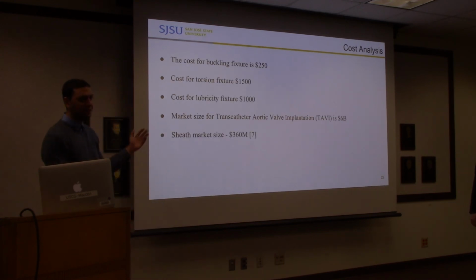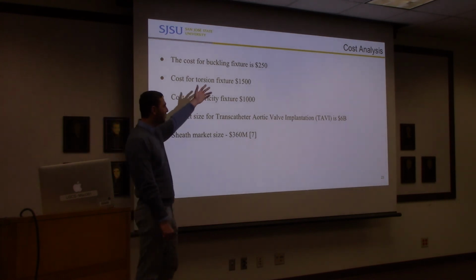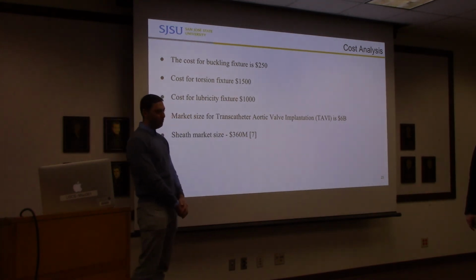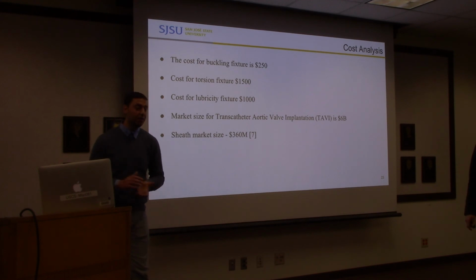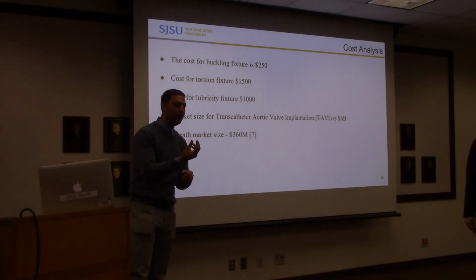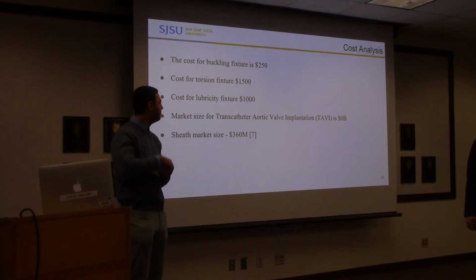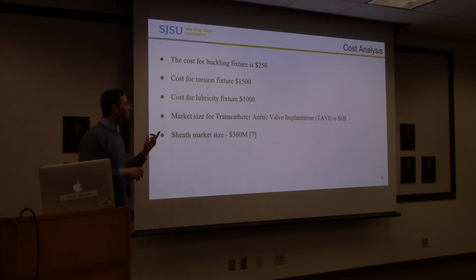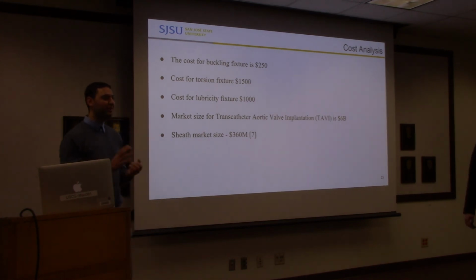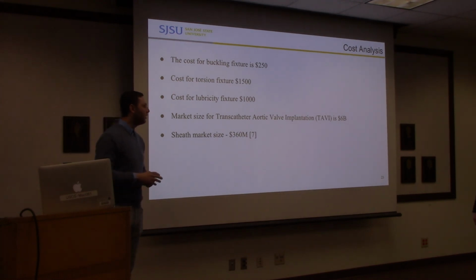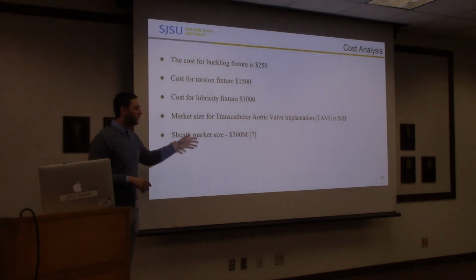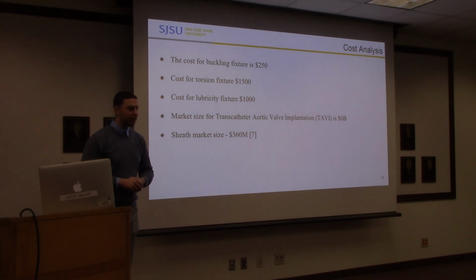So this is just a simple cost analysis of the fixtures that we showed. The buckling fixture was the cheapest, $250, because most of the parts are off the shelf, we only made the custom part that holds the sheath on top. The torsion fixture is $1,500, mainly because the torque meter is around $1,300. The lubricity fixture is around $1,000.